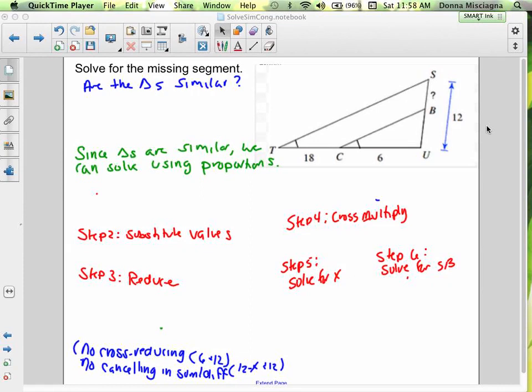Welcome to Triangle Similarity Postulate. We're going to do one more problem together. So this is kind of part 2 of this lesson. We want to figure out if the triangles are similar first, and then we'll solve for our missing sides.